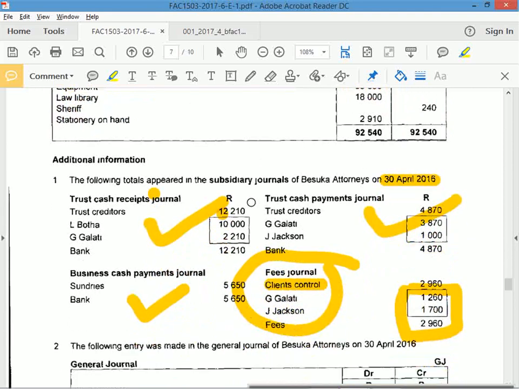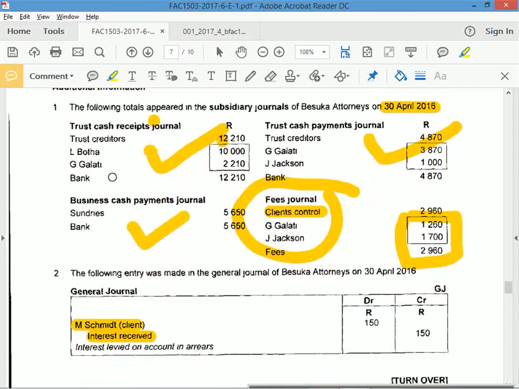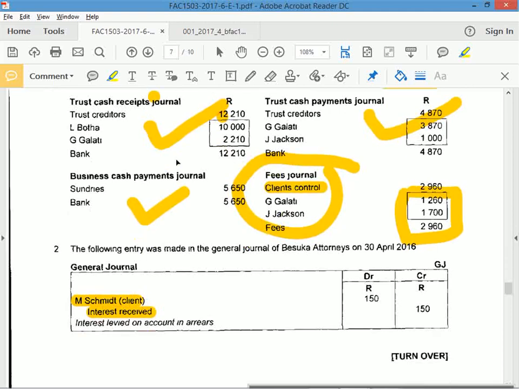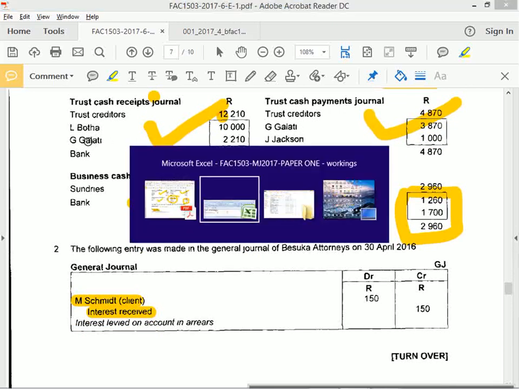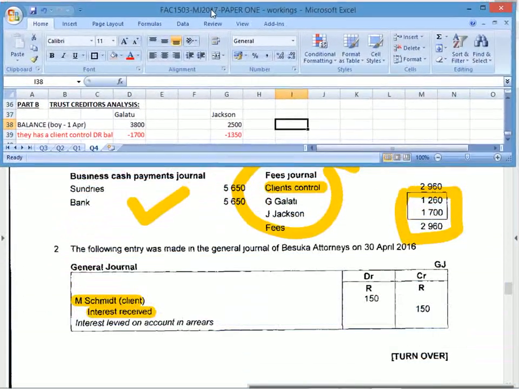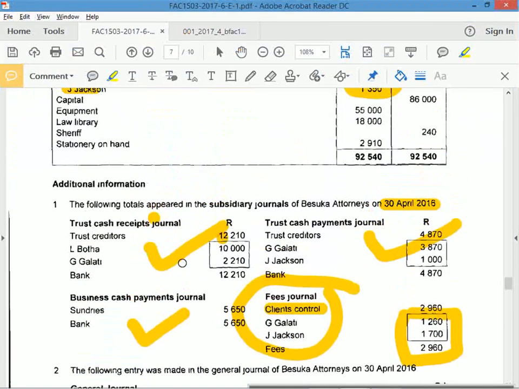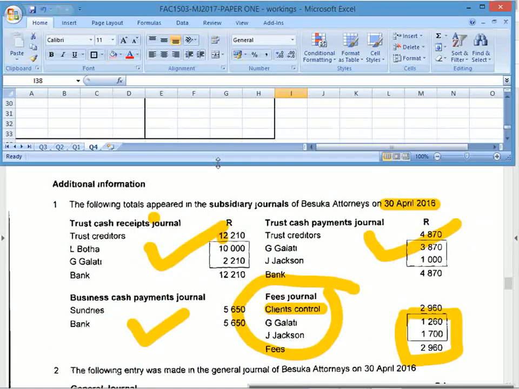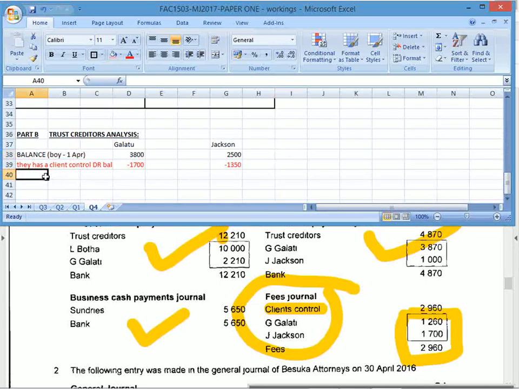Right, nothing else there. Then we need to go back and look at the additional information. Okay, so trust cash receipts. Did you get more money from G? Yes. Okay, so G gave more money. G gave an extra 2,210, yes. Okay, so additional, how can I say, additional, sort of like a transfer or a deposit. Let's use that word, deposit. They give you more capital.